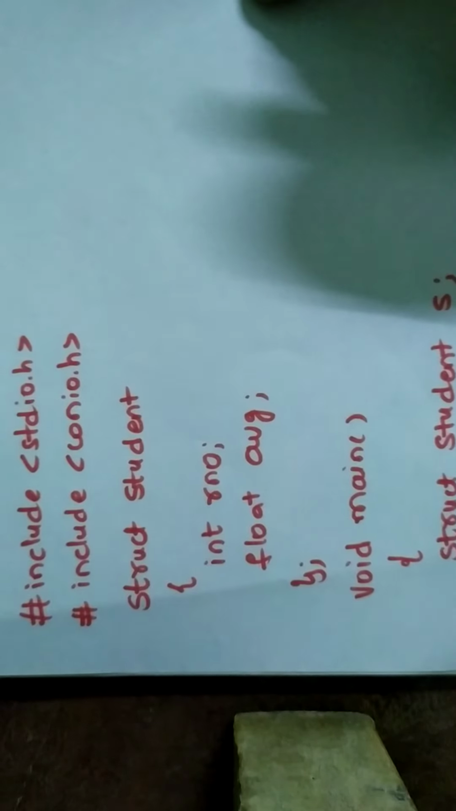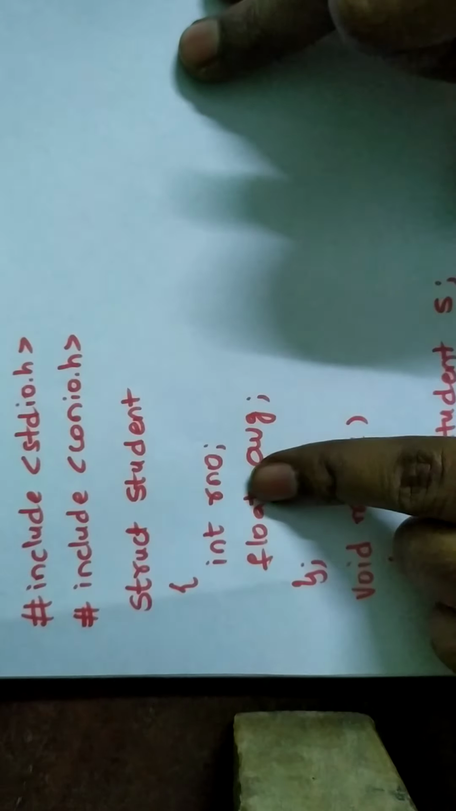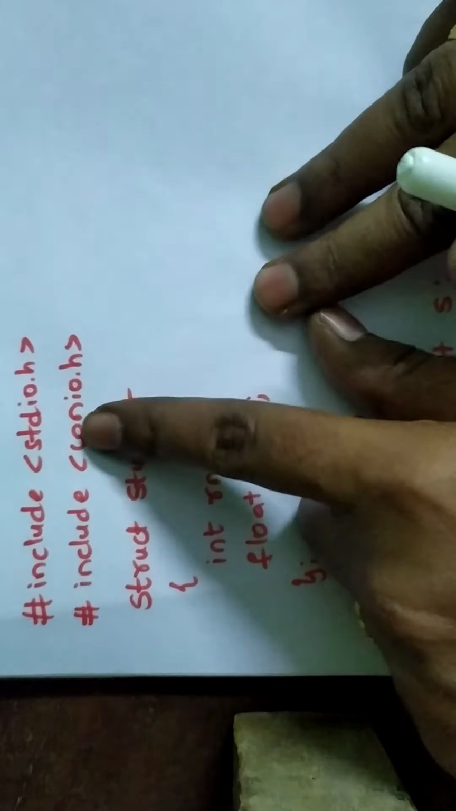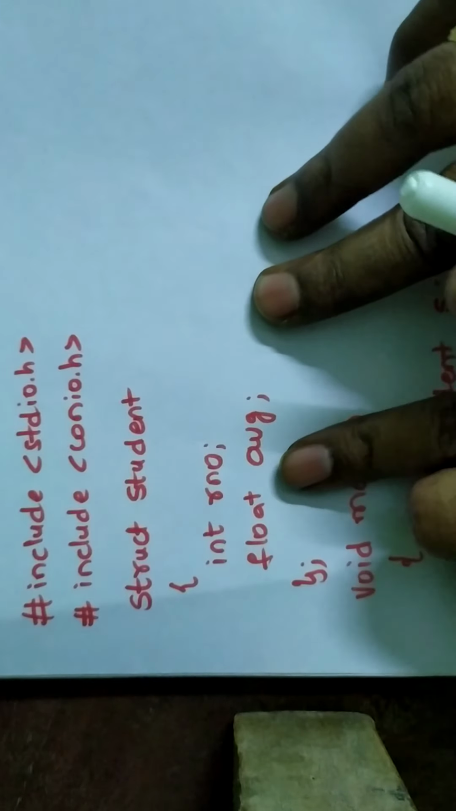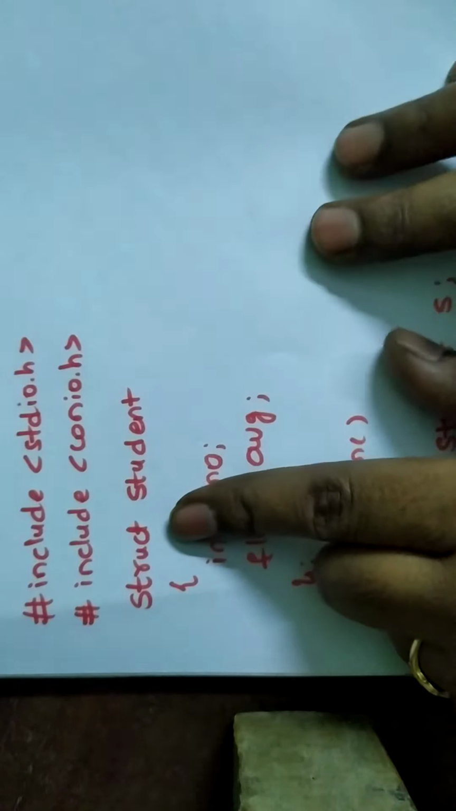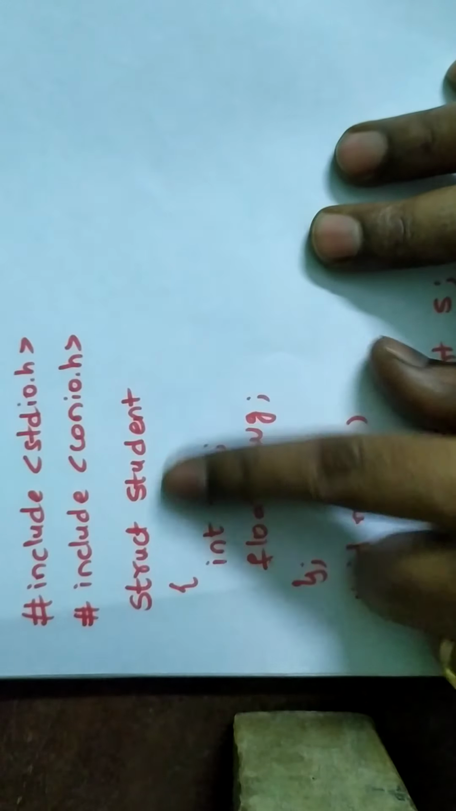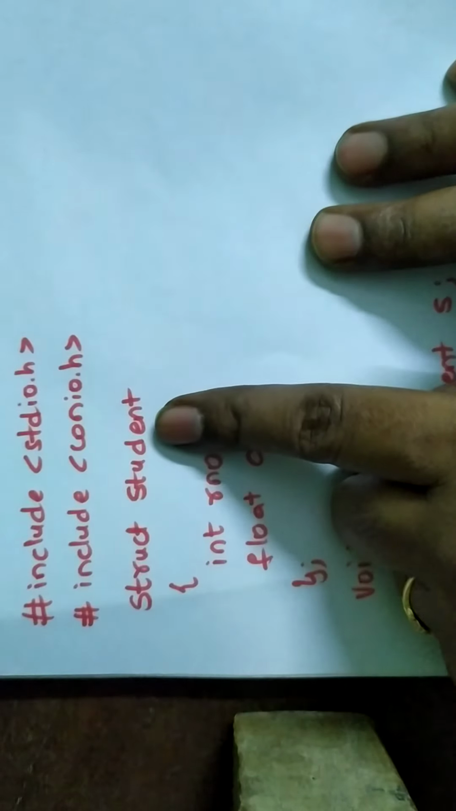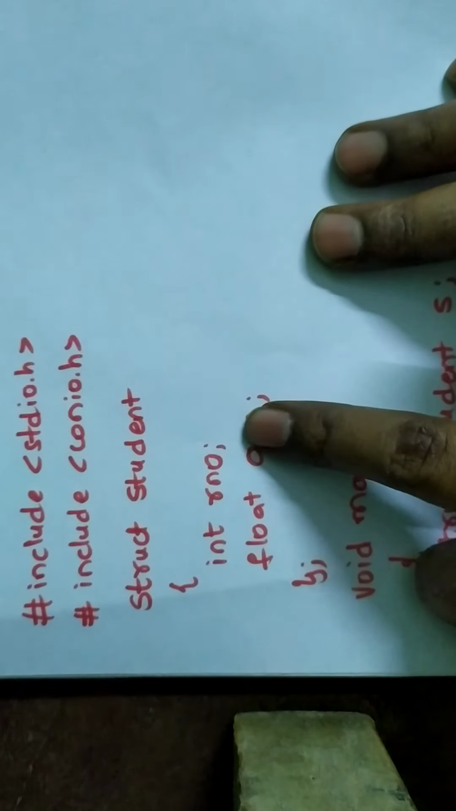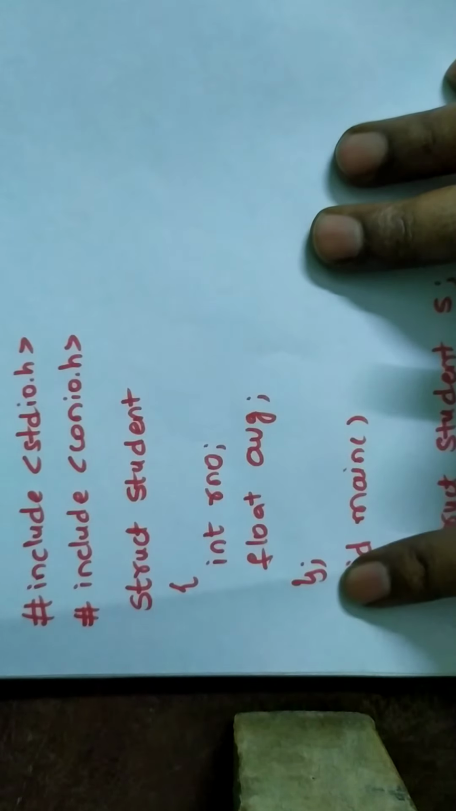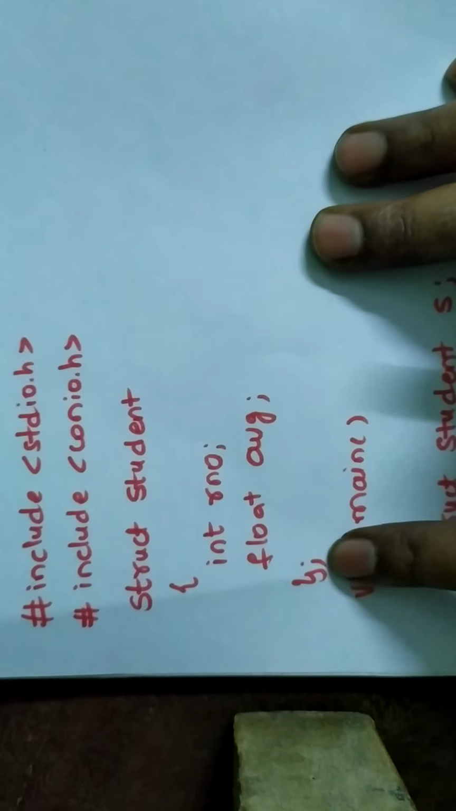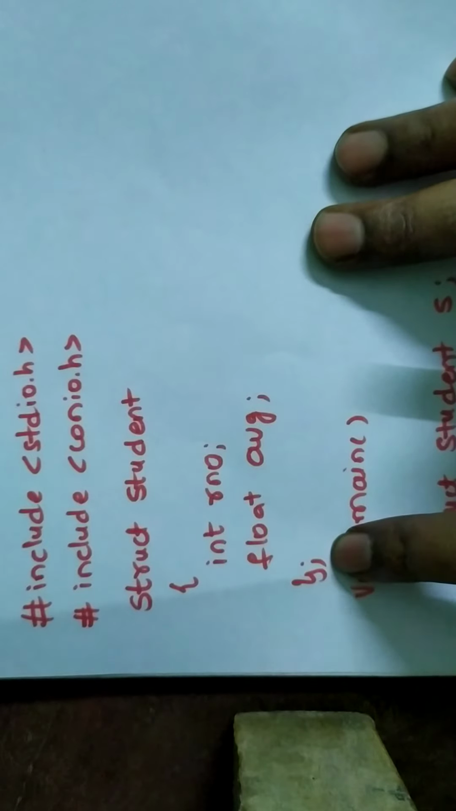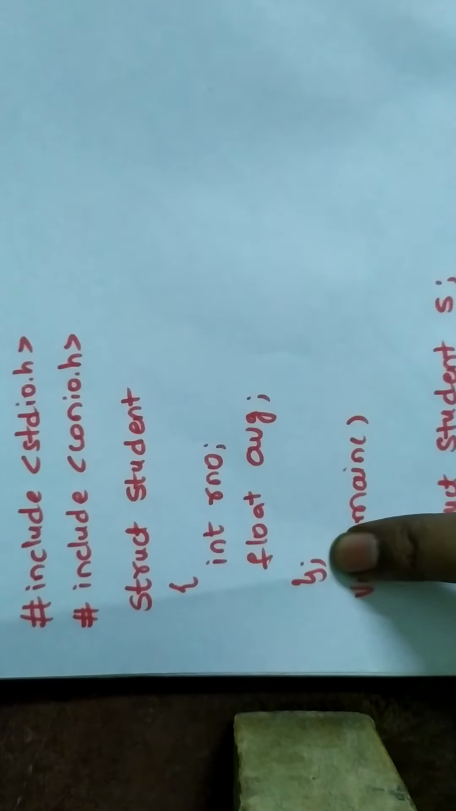In structure programs, these two statements are the header file inclusions, and then the first step is to create the structure. The same example we previously discussed: struct student. Struct is a keyword, student is the structure name here, and int rule number, float average. Then close the structure, but after closing it, don't forget to put a semicolon. This is the syntax to be followed.